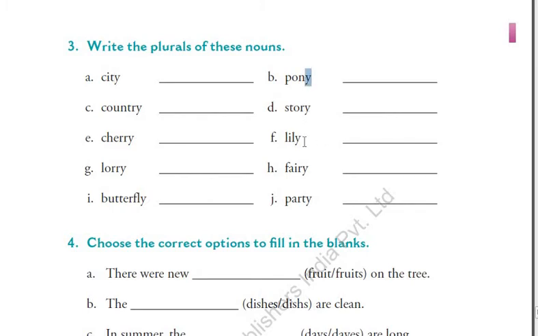Ponies. Same with lilies. It is a flower. So LILIES instead of this alphabet Y. And butterfly. So you just have to replace Y with IES. So the spelling will be BUTTERFLIES. Correct? So butterflies.